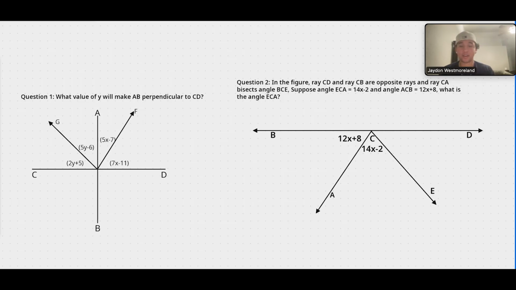Hey guys, today we have a couple of geometry questions that I wanted to go over with you that a student brought to me today. This first one says, what value of y will make AB perpendicular to CD?